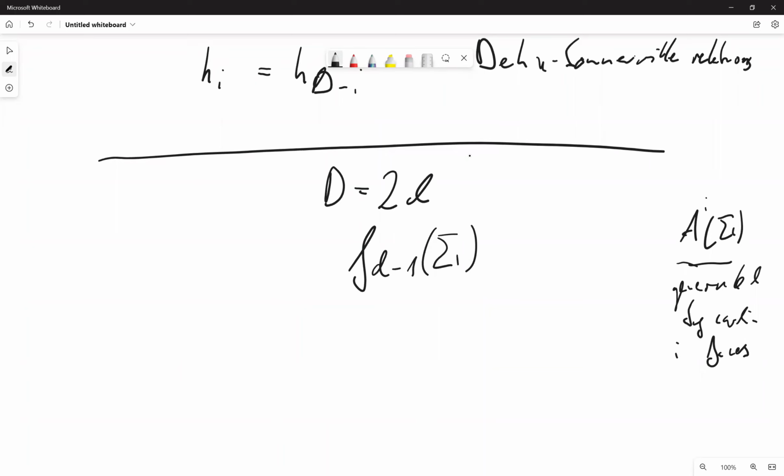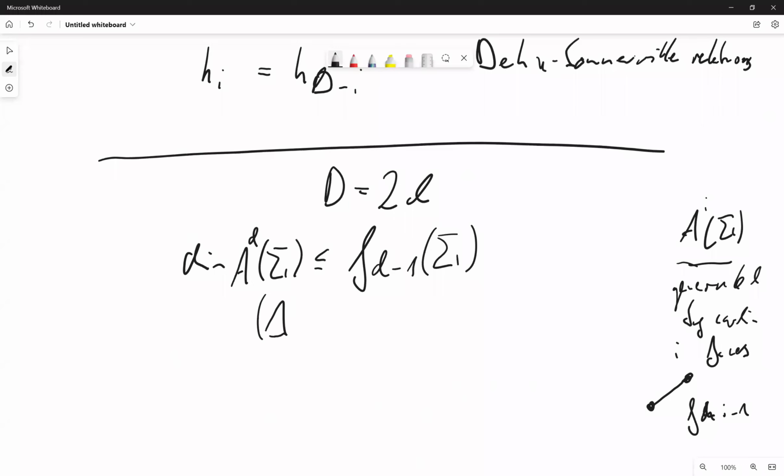A cardinality two face is exactly a one dimensional face. A cardinality one face is a vertex, so it's zero dimensional. So this is exactly f_{i-1}. What I get is that the dimension of A_d of sigma is bounded from above by the number of d minus one faces. It cannot be larger because that's a generating system. So this extends to delta, A_d of delta, is it f_{d-1} of delta?